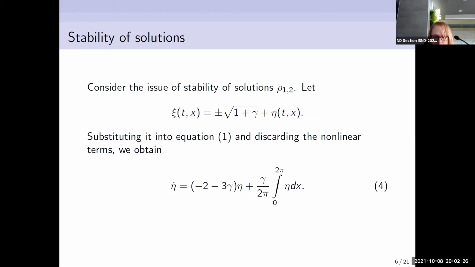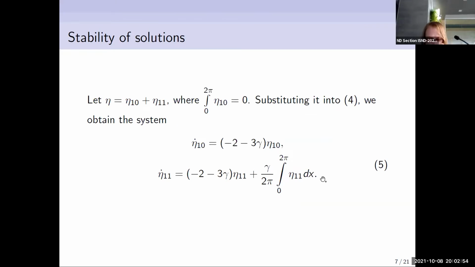Now we consider the issue of stability of rho 1 and rho 2. Let xi of t, x be the sum of rho 1, 2 and a small function eta. Substitute it into equation 1 and discard the terms where eta has power greater than 1, and we obtain equation 4. So let eta be a sum of two functions, where the integral from 0 to p over variable x of eta 1 is equal to 0. Then we obtain the system 5.